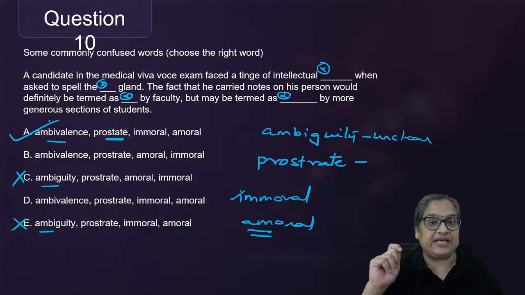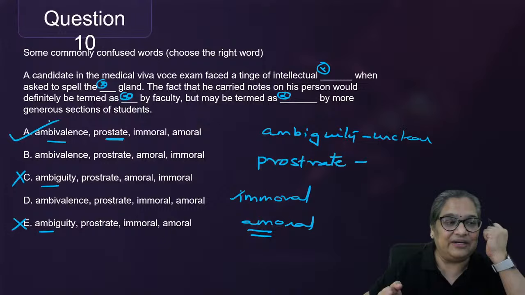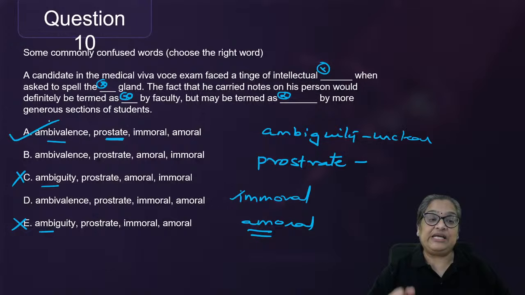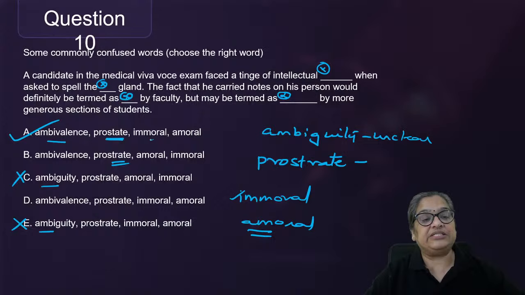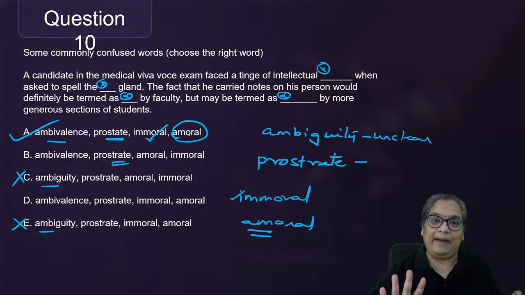He faced an intellectual ambivalence. He was torn between the desire to refer to his notes or to be honest, because he had to spell the prostate gland, not prostrate. When you lie flat on the ground, that's called prostrated himself on the ground. Teachers, the faculty, would consider it immoral, but his friends may not say it's immoral. They may say it is neither moral nor immoral, amoral. They don't have a view on it. All right, so the answer is A.